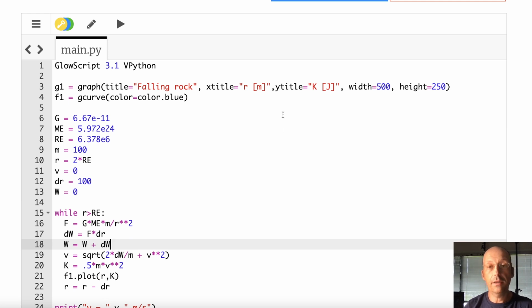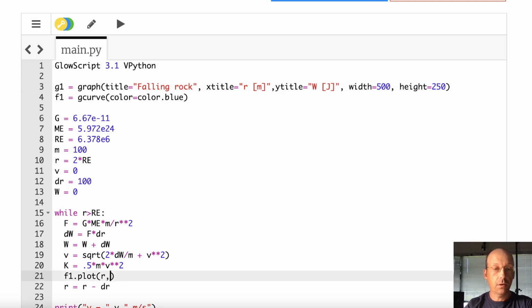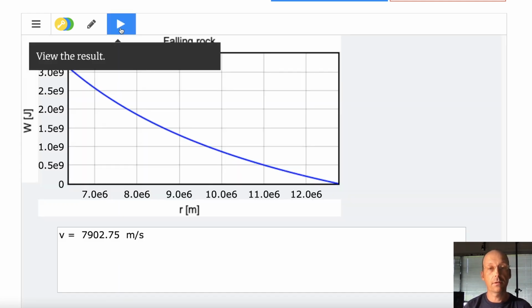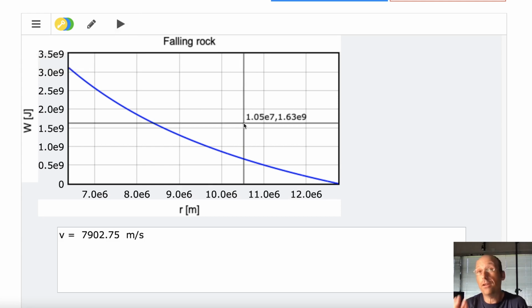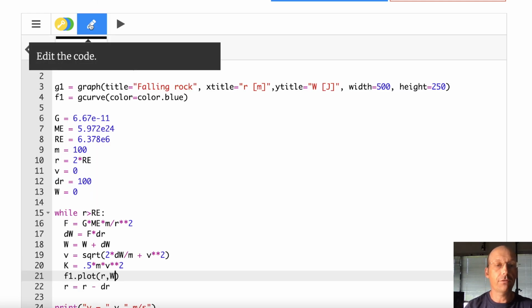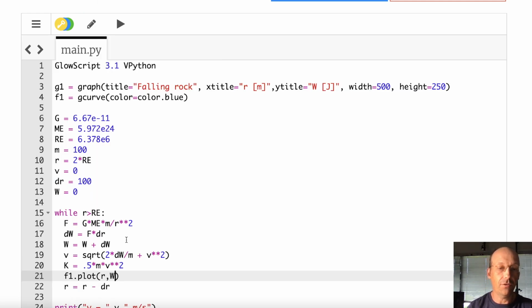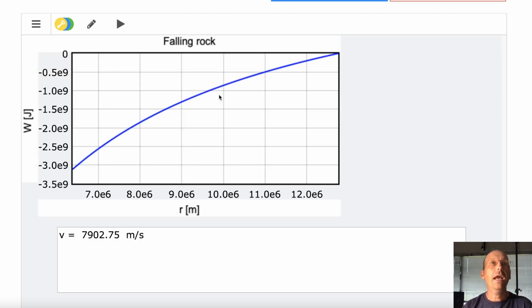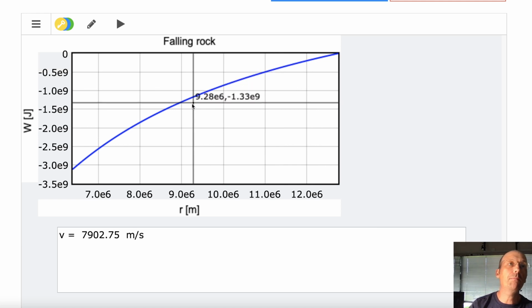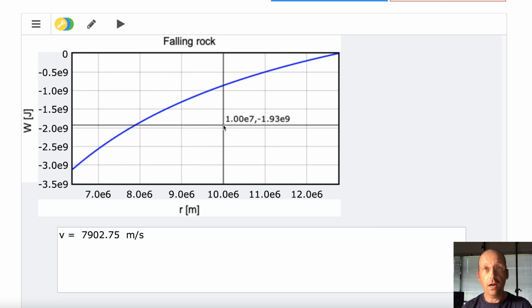And then I'm going to plot, I got to change my title. Let's just call it work versus r, and I'm going to plot work. Okay, so it looks the same, right? Because the work done is the change in energy. Now, if I want to make this a gravitational potential energy, then I just need to make it negative, right? That's what we said before. So let's just plot negative work. And this is the gravitational potential energy as a function of position.